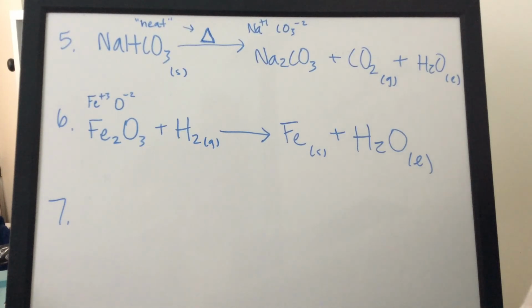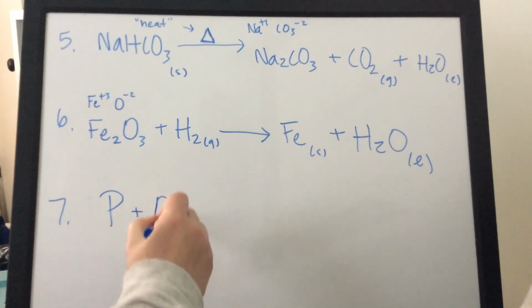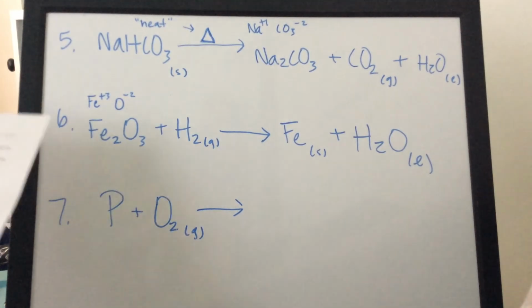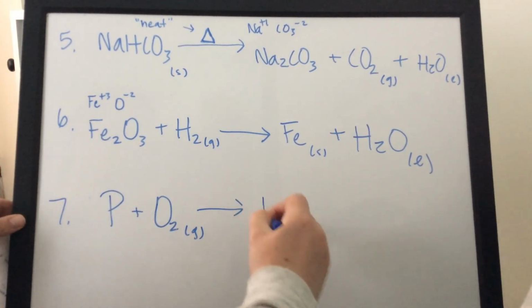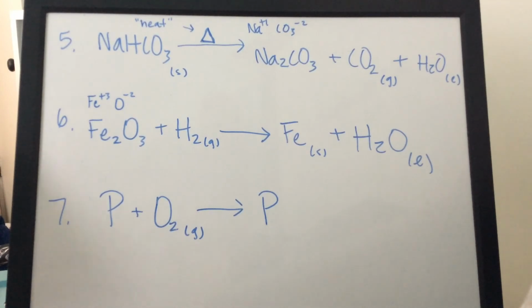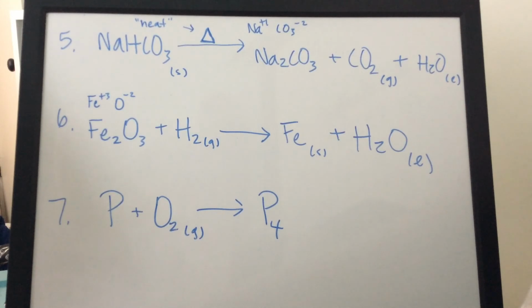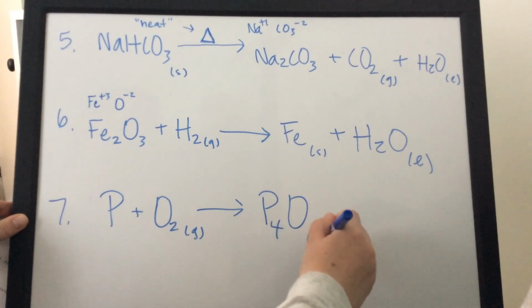And not last but not least, number 7, phosphorus reacts with oxygen gas to produce solid tetraphosphorus decaoxide. All right, so phosphorus, that's just P. They don't tell me a state of matter either. Reacts with oxygen gas, so that's O2 gas, to produce solid tetraphosphorus decaoxide. Here's one of our first covalent compounds we've encountered in a little while. So tetraphosphorus, that means four phosphorus atoms, and decaoxide, so 10. So O10, and they told me this was a solid.